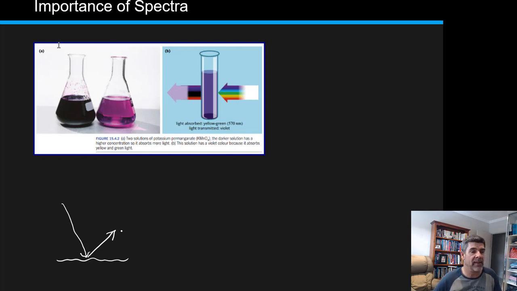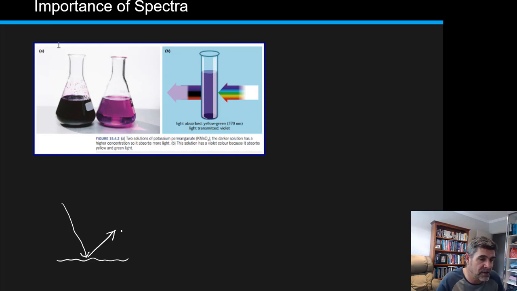So we know that there are different colors based on which parts of the visible component of the electromagnetic spectrum reach our eyes, and how our eyes obviously interpret those as different colors. So different solutions are going to either absorb or transmit components of the electromagnetic spectrum as light passes through them.